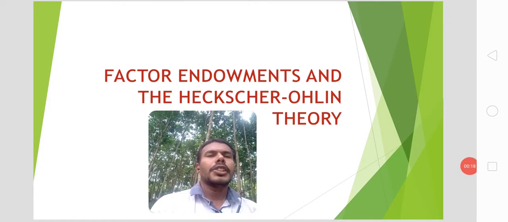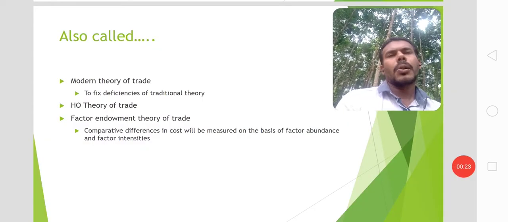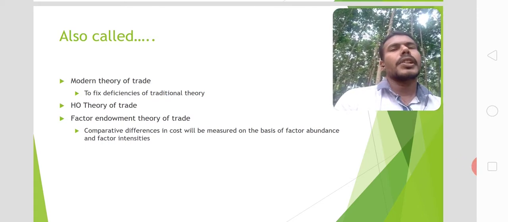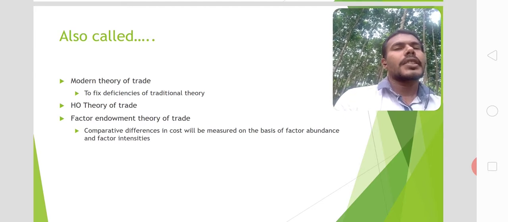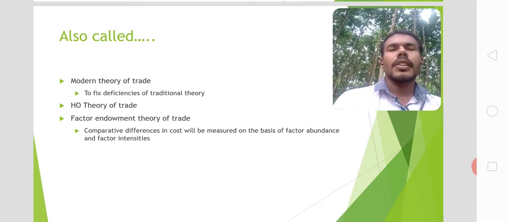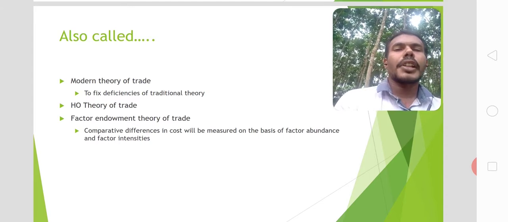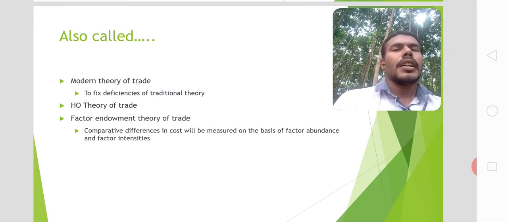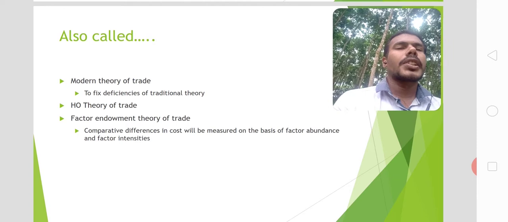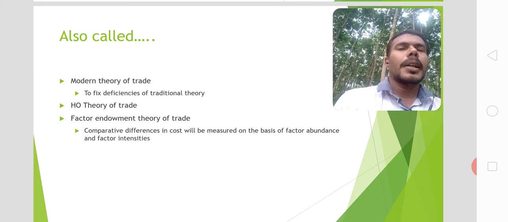Today we have factor endowments and the Heckscher-Ohlin theory. Heckscher-Ohlin theory is also called the modern theory of trade. This is in fact the modern theory of trade, as it fixes the deficiencies of the traditional trade theory or the classical trade theory. This is also called the HO theory of trade and factor endowment theory of international trade. It is also called factor proportions theory of international trade. And this is to fix the comparative advantage.